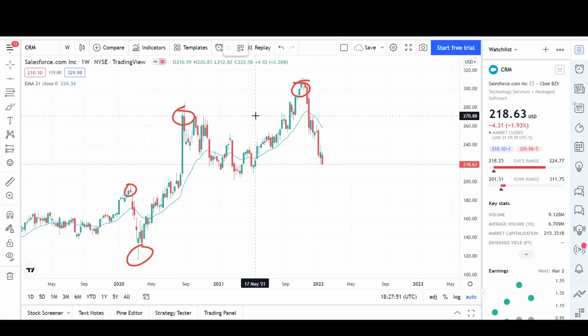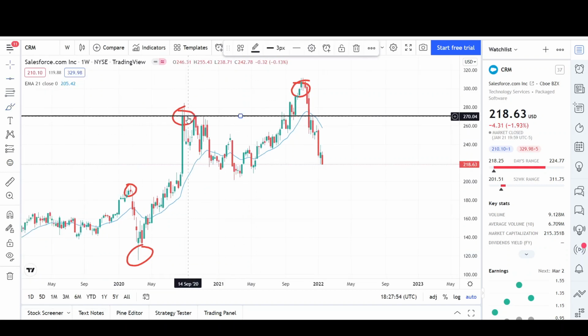You can see previously, before here, the 270 level was resistance. Prices had a hard time breaking through it, and then eventually it broke through, pulled back to find some type of support, and then continued higher. But now we fell back straight inside this sideways action.